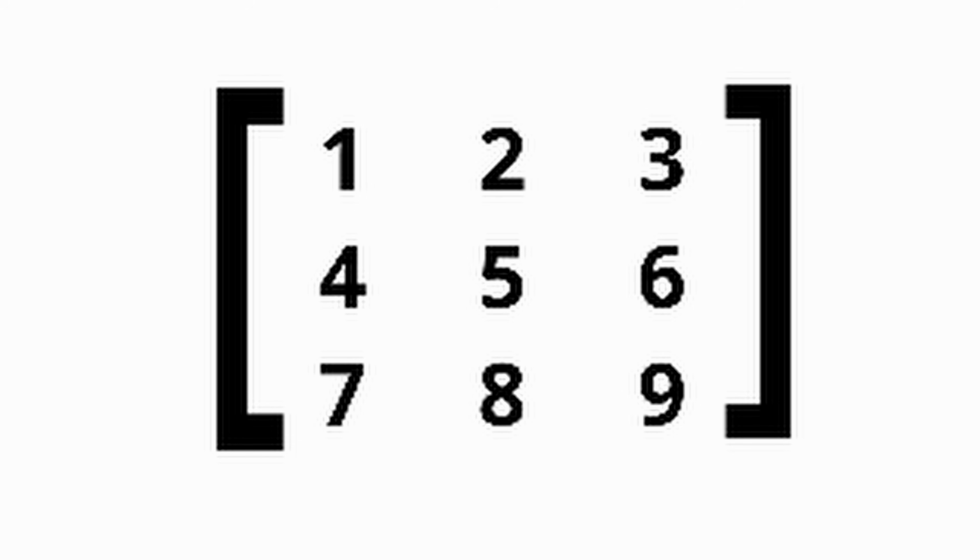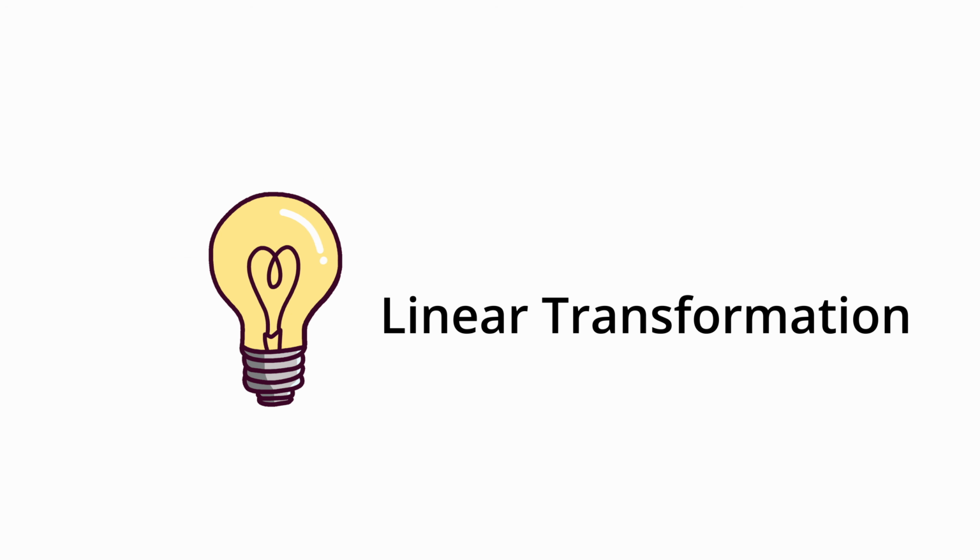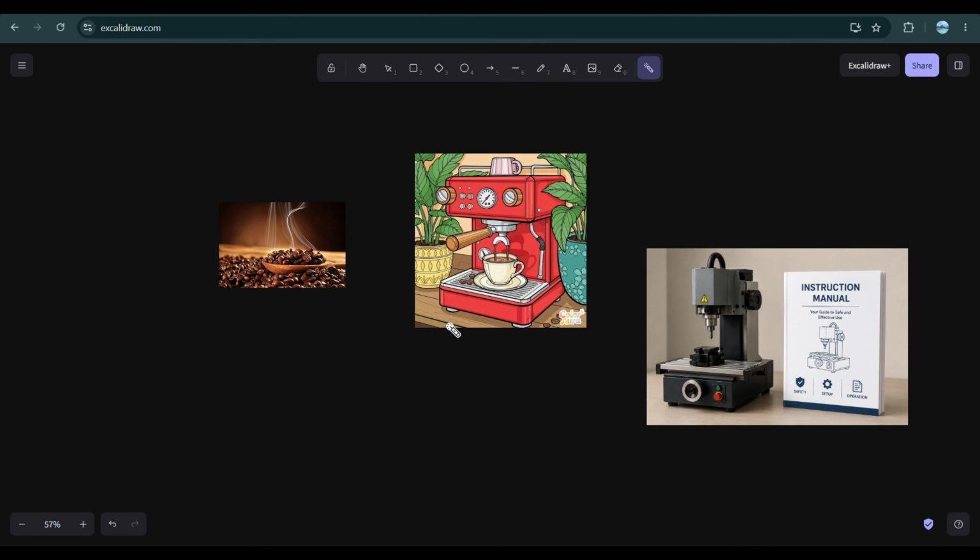Here's the secret. A matrix is not the main character. It's just a description. The real star of linear algebra is something called a linear transformation, which we are going to see here. Think of a coffee machine.